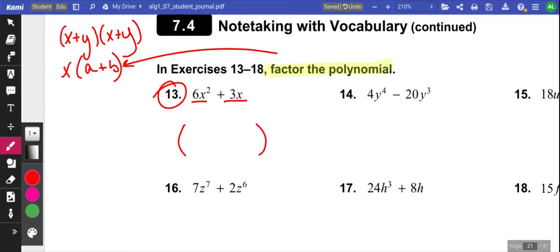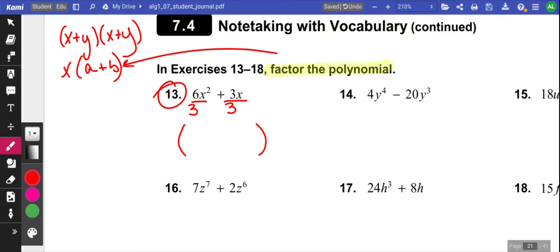Okay, so think about you've got 6x squared, you've got 3x. What's something that can divide evenly into 6x squared and 3x? I like to think about the number first. So, what divides into 6 and 3? 3. So I'm dividing each one by 3.